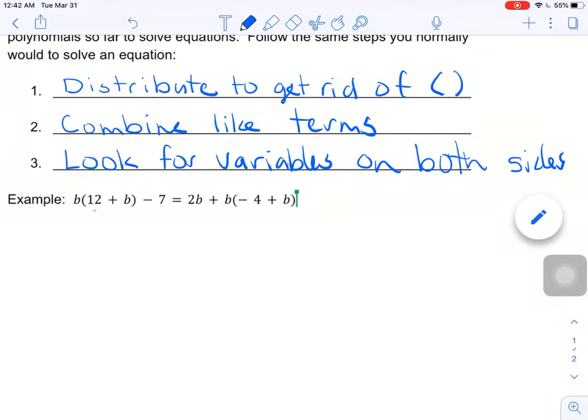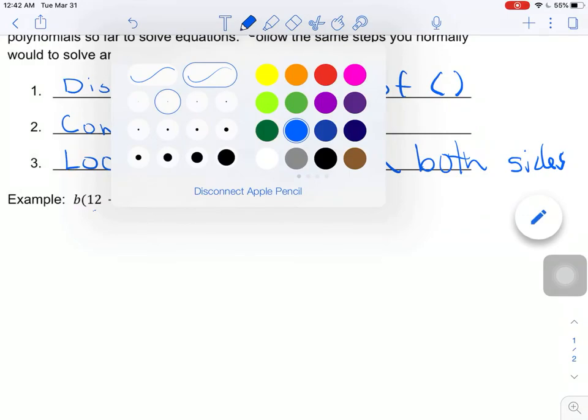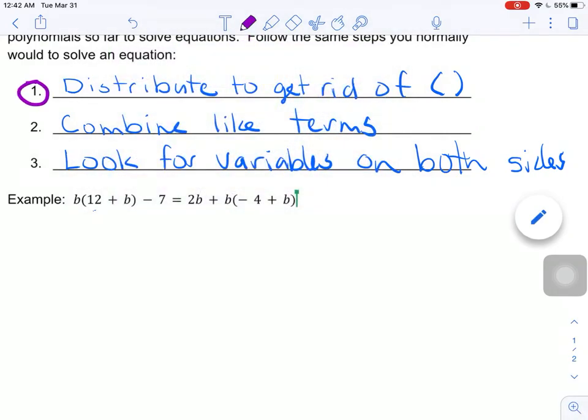So if we track through those steps with this rather long looking equation. So the very first step, step 1, distribute. We have two places where we have parentheses, so we can distribute right here. So b times 12 is 12b. b times b is b squared. And then that minus 7 is just hanging out there because that wasn't in the parentheses. Equals, we've got this 2b sitting there. Again, that's just going to hang out there because there's no parentheses there. But we do have parentheses here. So b times negative 4 is negative 4b, which negative and minus kind of do the same thing in algebra. So minus 4b. And then b times b is b squared. So that's our first step. We just got rid of the parentheses.